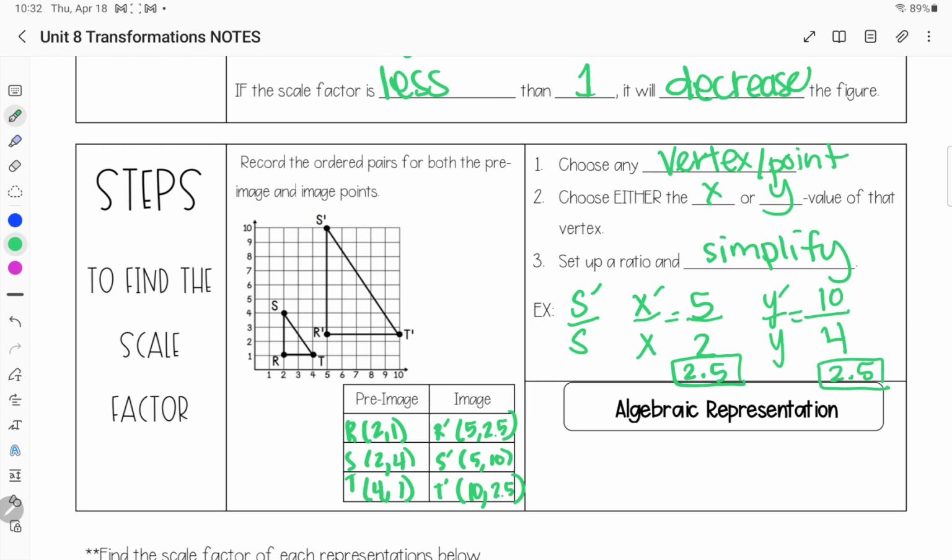So when you write this algebraically, this means that I took each x value, which was 2, and I multiplied it by 2.5 to get my prime. I took each y value and multiplied it by 2.5 to get my prime value. So my algebraic rule, you can write it one of two ways. You can write it as 2.5x, 2.5y. If you want to leave it as a fraction, you could leave it as 5/2 x, 5/2 y. It's the same thing.